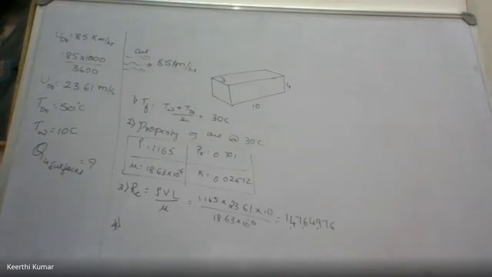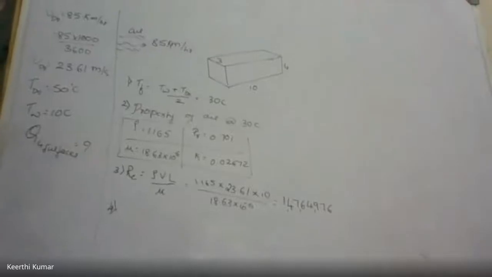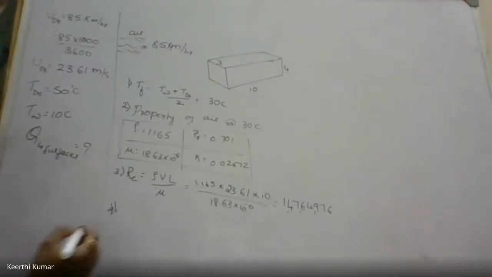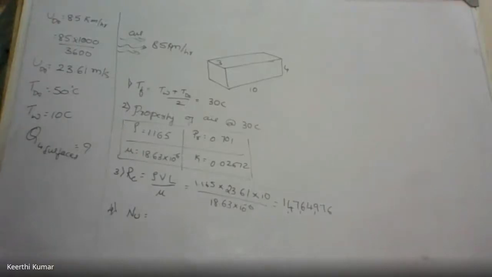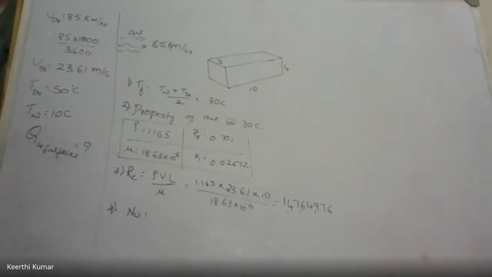Then what you are supposed to do for a turbulent flow, non-circular section: go to the data handbook. Turbulent flow, non-circular or non-cylindrical section. What is the Nusselt number value? Can you take out the Nusselt number value for a turbulent flow? Can anybody tell? Nusselt number for a turbulent flow.